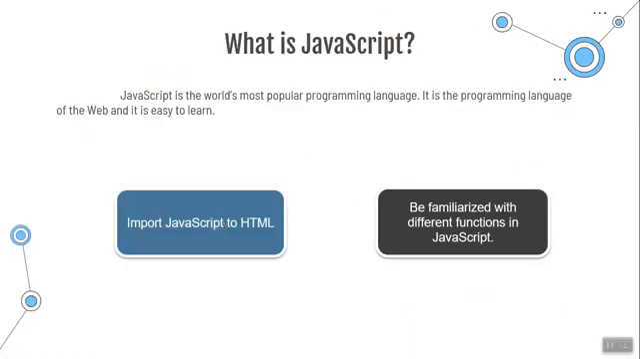So, what is JavaScript? JavaScript is the world's most popular programming language, and it is the programming language of the web, and it is easy to learn. Just to make it clear, JavaScript is not the only programming language that we could use in order to create web browsers or web pages. There is also PHP and Python, which are also programming languages. Therefore, it is one of the world's most popular programming languages.